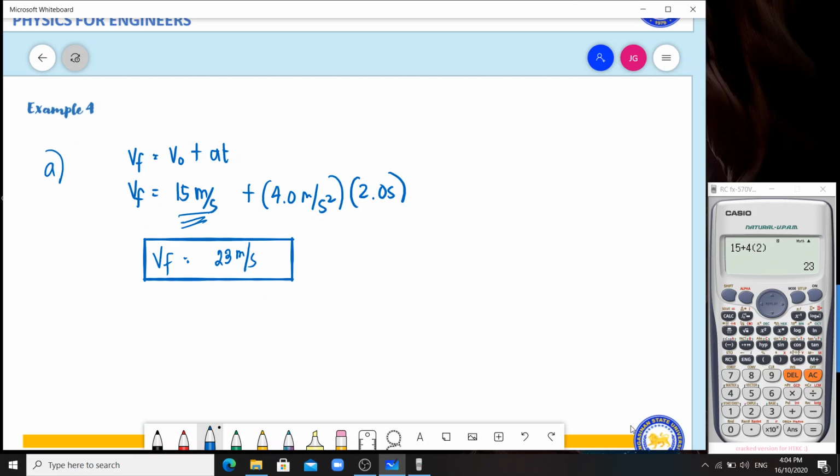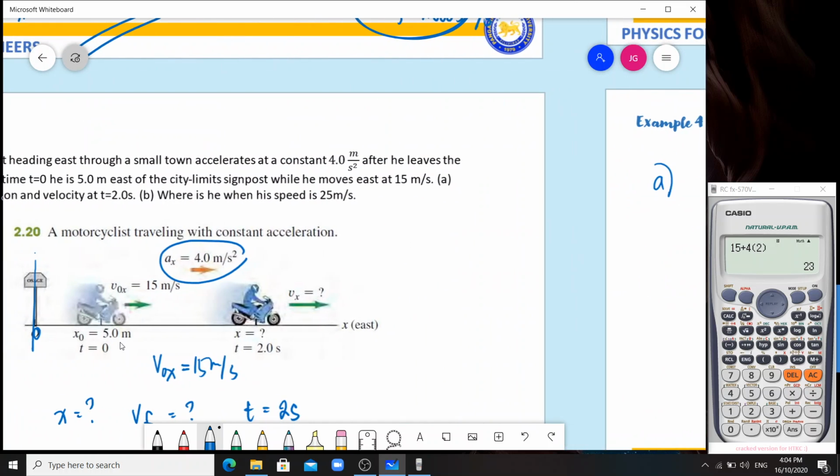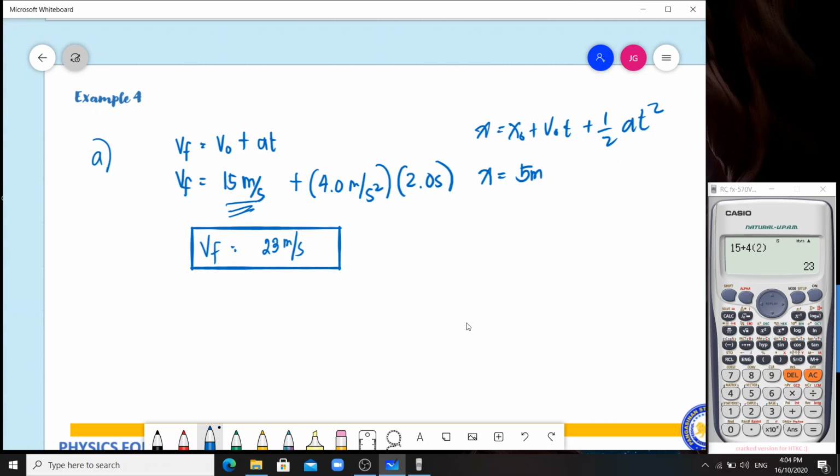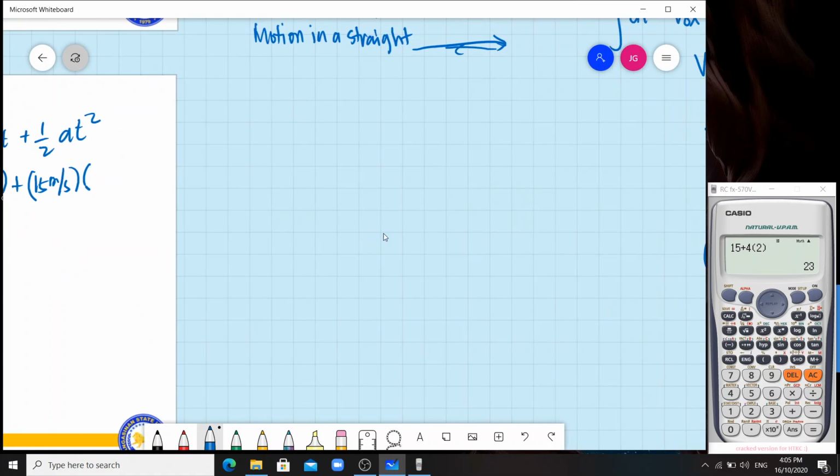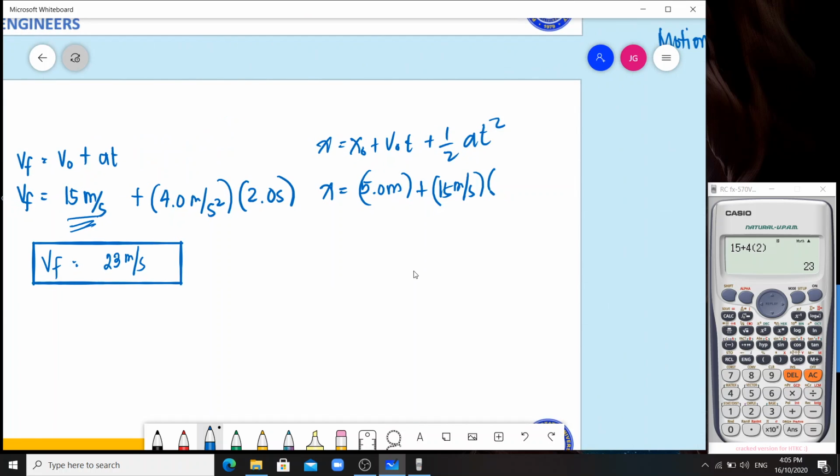And then, hinahanap din yung x. So, may formula tayo na x0 plus v0t plus 1/2 at squared. So, direct sub lang, x0 is 5 meters, di ba? Sa alala ko, that is 5 meters. Ang initial niya is 5 meters. So, let's consider the significant figure: 5.0 meters plus v0t na 15 meters per second times time na 2.0 seconds plus 1/2 times 4.0 meters per second squared, then 2.0 seconds squared. Ang x natin is what?